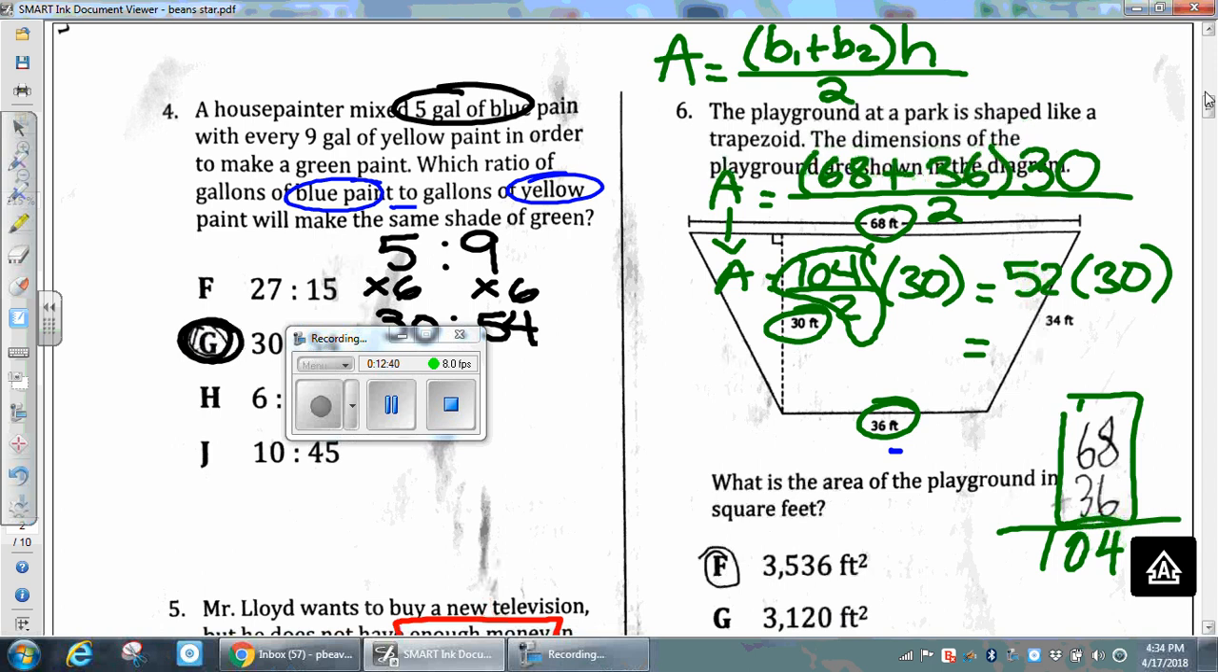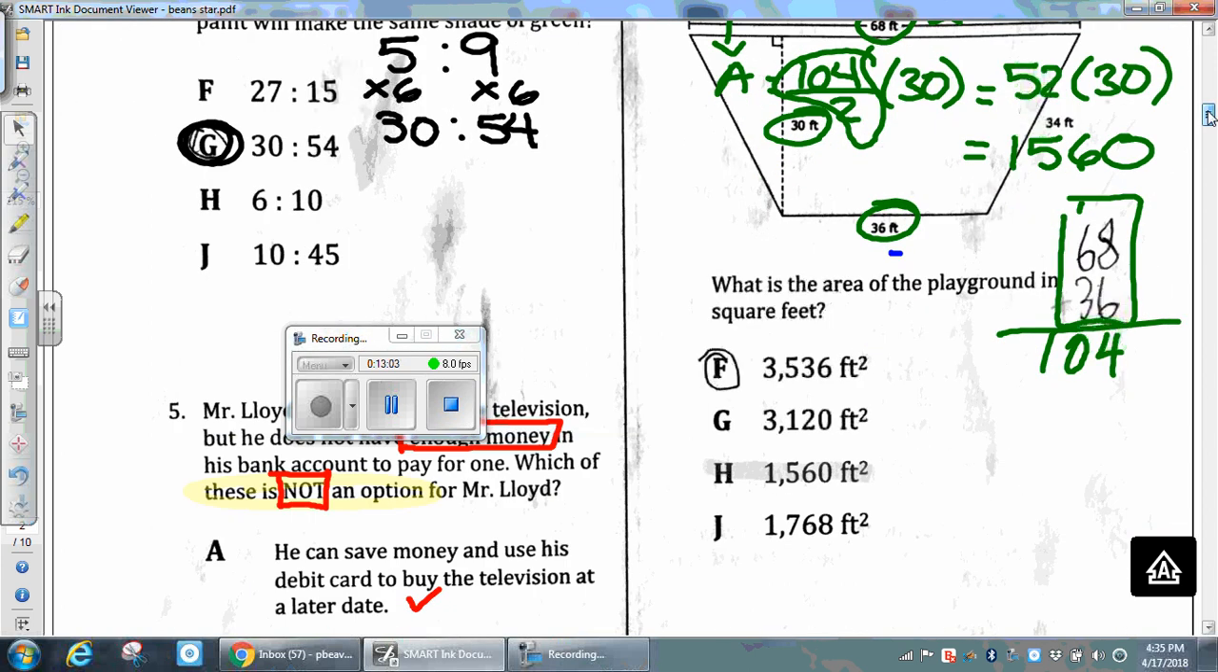150. And then we carry a 0. Okay. And we have it here.